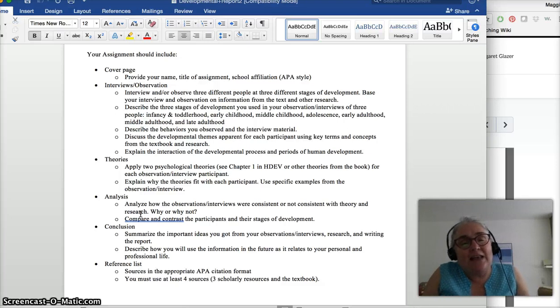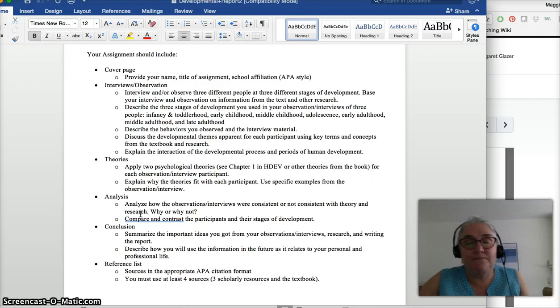So you just want to analyze the information that you have. What does it all mean? How does it fit together, and how does it not fit together? Whatever your analysis comes up with. So you want to think about it. Put it all together. And then a conclusion: summarize the important ideas you got, kind of like your reflections. What kind of ideas do you get about development? And describe how you use this information in the future. Can you use it in your job, in your research, writing, etc.?